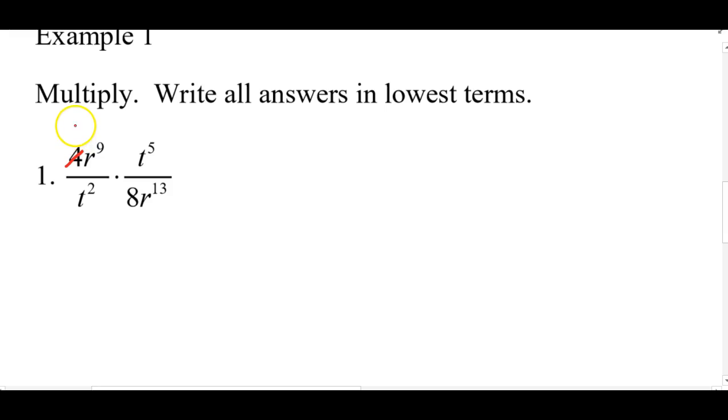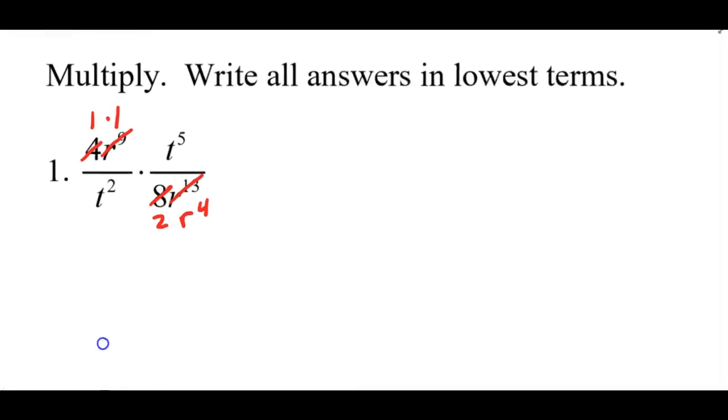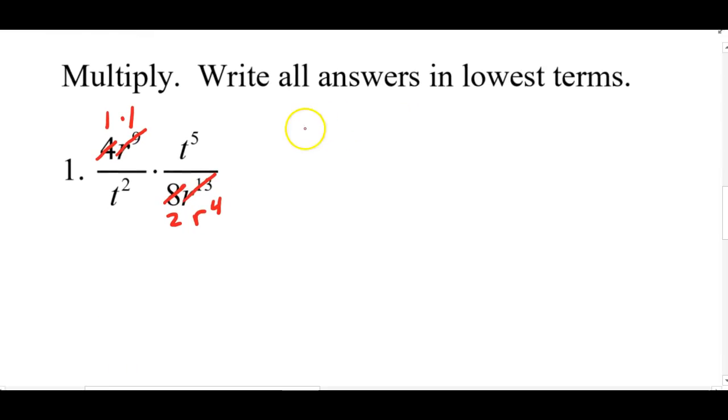So 4 divided by 4 we get 1, 8 divided by 4 we get 2. Now with the r's, we have 9 r's here, 13 here, so all 9 of these will cancel out with 9 of these, leaving 4 of them behind. So you get r to the 4th there. And then the t's, all 2 of these are going to cancel with 2 of these, leaving 3 of those.